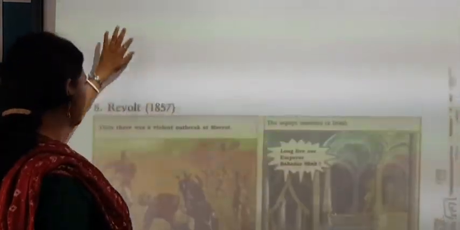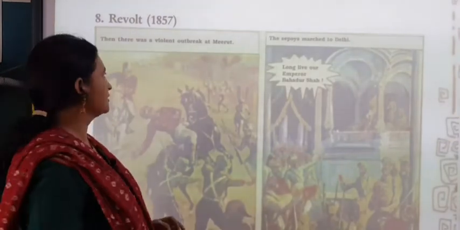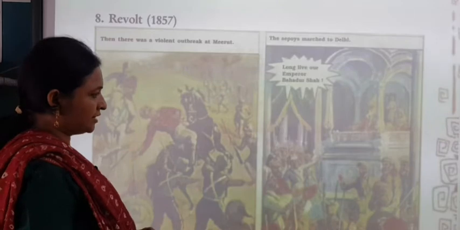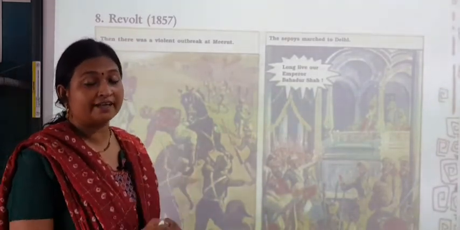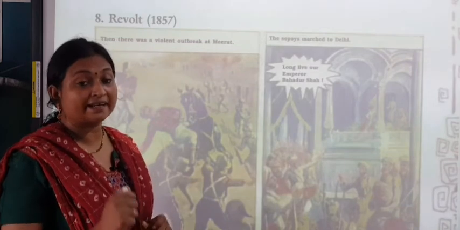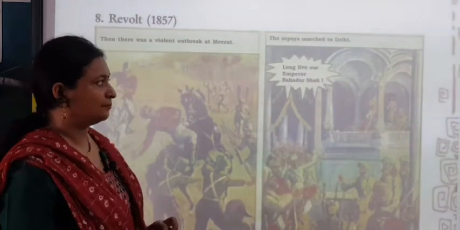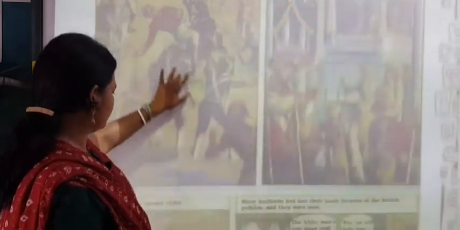And the next one is Revolt of 1857. Then there was a violent outbreak at Meerut. Okay, now outbreak means they all were ready to fight. There was a sudden attack at Meerut. The sepoys marched to Delhi. Long live our Emperor Bahadur Shah.